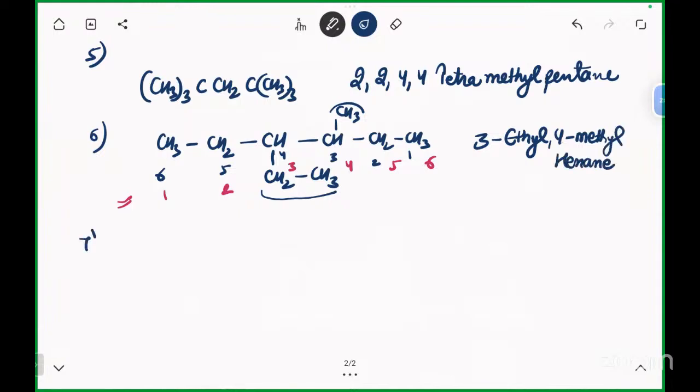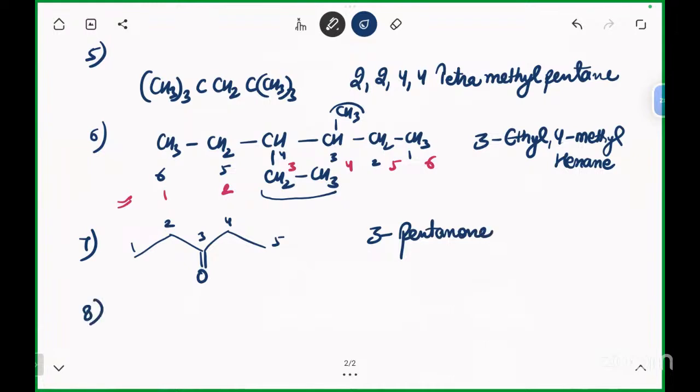Okay, then sometimes the question can be asked with bond line notation, so it will be like this. We have to count the number of carbons and the position of the functional group. So 1, 2, 3, 4, 5. On the third position we have a ketone, so it will be 3, 5 carbons are there, so pentanone. 3-pentanone will be the name of this particular compound.